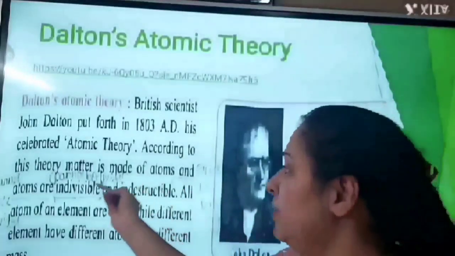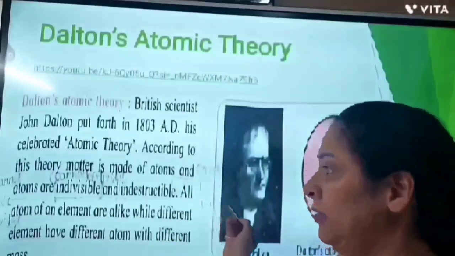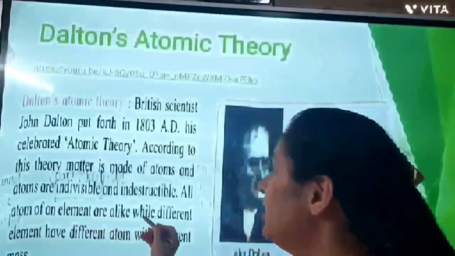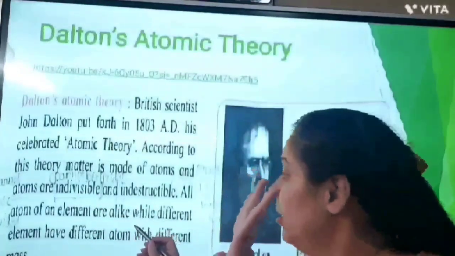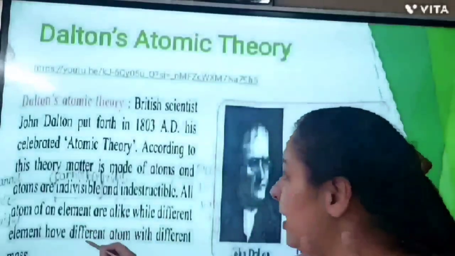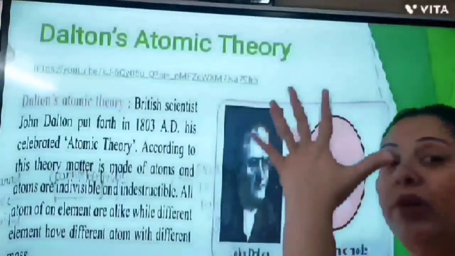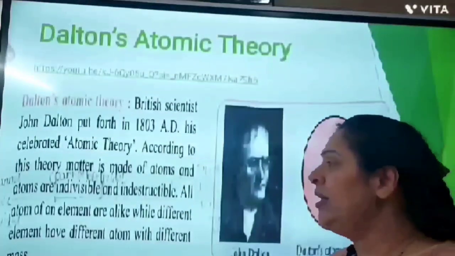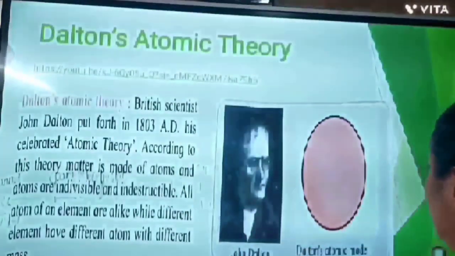Every matter is made up of atoms. Atoms are indivisible, indestructible. 3 points. All atoms of an element are alike. Elements of different atoms have different mass. All right, everything is different for different atoms.